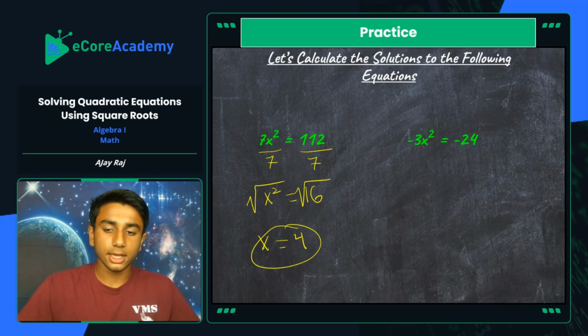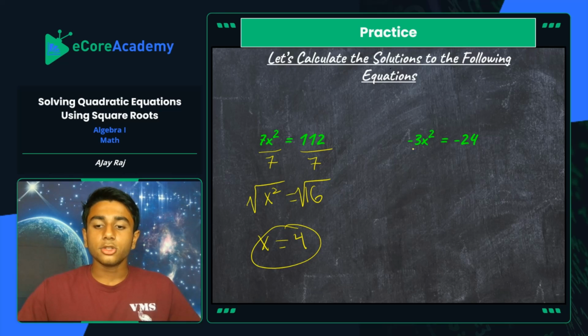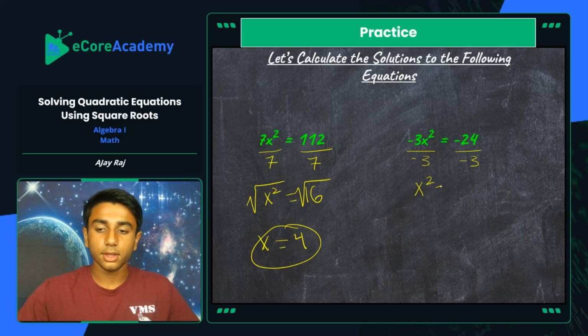All right, now let's take a look at the equation on the right-hand side. So remember, we're always going to isolate our x squared, and then we're always going to square root to get x isolated. So we're going to divide by negative 3 here to get rid of that on the left-hand side. We're going to divide on both sides, obviously. We're left with x squared on the left-hand side. Then on the right-hand side, negatives cancel out. 24 divided by 3, that's 8. So we're left with x squared equals 8.